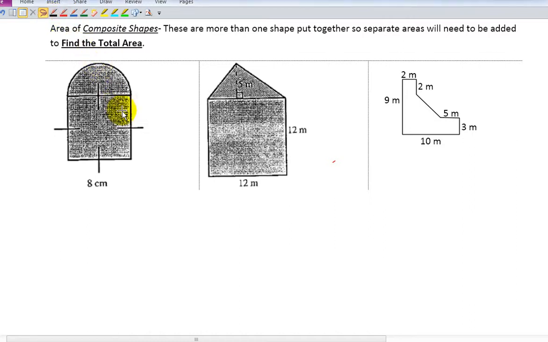Okay, so we have a square. We know it's a square because our dimensions are the same. So these lines mean that they're both 8 centimeters. So the area total of the shape equals the area of the square plus the area of half a circle.